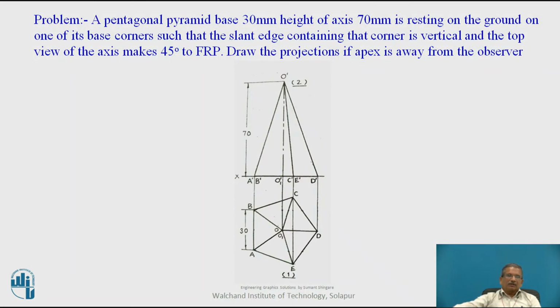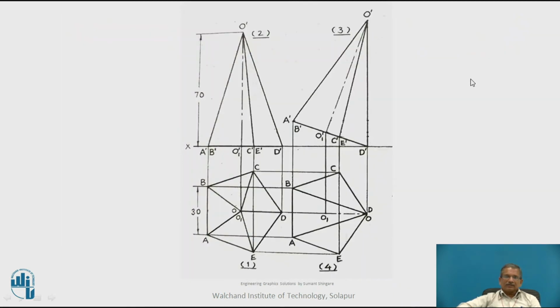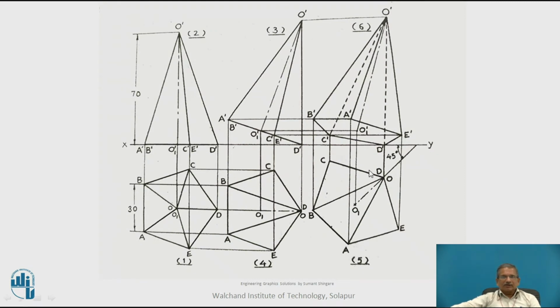Now the projections of the apex, draw the projection if apex is away from the observer. So you have to take care that it is away from the observer. That's why we have taken this point O, which is apex, away from the observer. Observer is here. So observer is observing from here. So point O or top view of the point O from second stage must be away from the observer. So we have redrawn this second stage top view such that the apex is away from the observer. Okay. So redraw it.